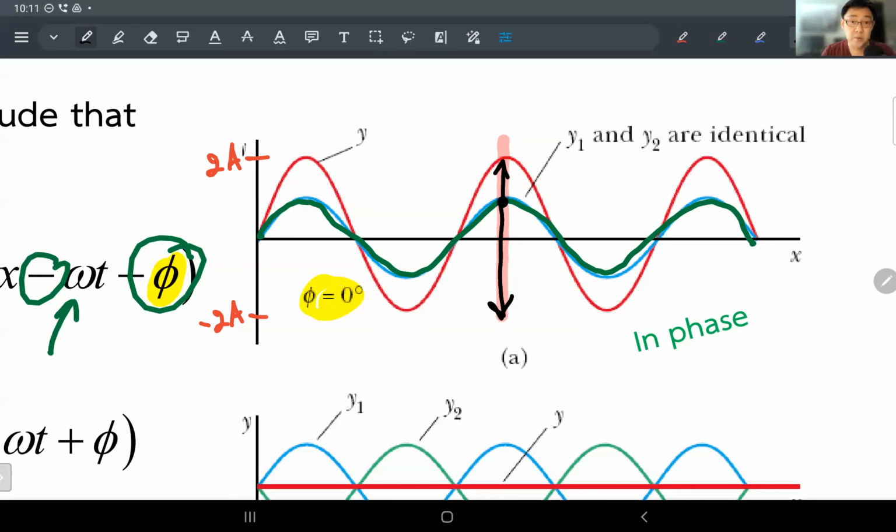So that means the blue and the green waves are actually moving in phase. They are moving in sync. They are synchronized in movement. So that's why the resultant wave has double the displacement. So you get twice the amplitude. Cool. All right. No problem.